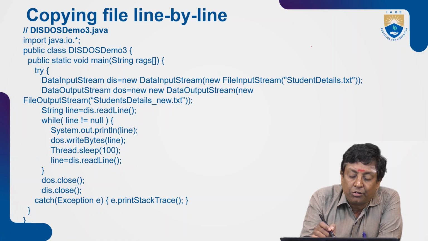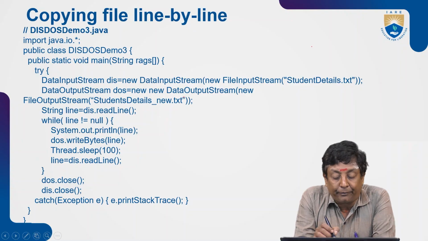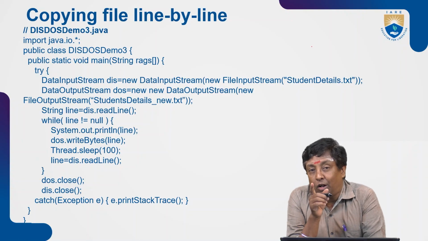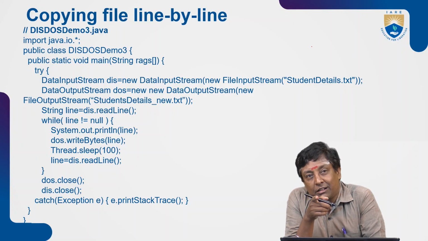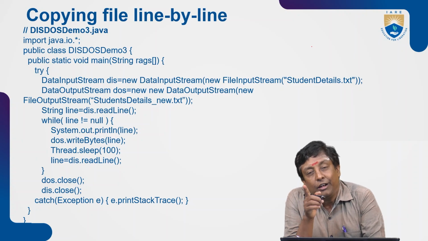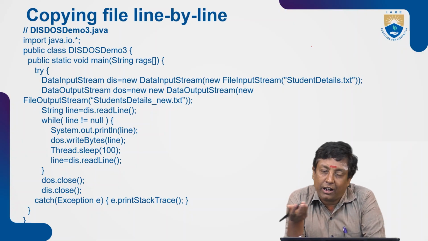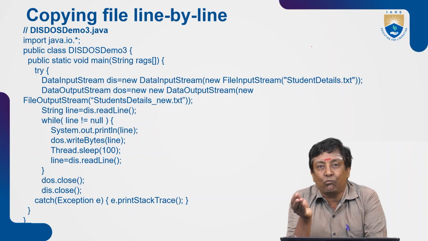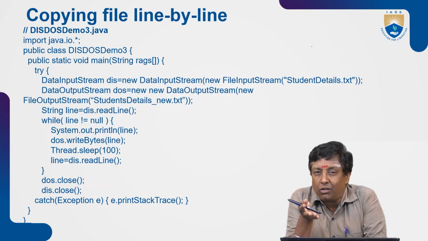DataOutputStream device is equal to new DataOutputStream of new FileOutputStream of student_data_new.txt. The FileOutputStream class will never throw FileNotFoundException because FileOutputStream always writes data into a file. If the file already exists, the data will be overwritten from the beginning of the file. If the file does not exist before, it will create a new file. So new file creation or existing file overwriting is what FileOutputStream will do. So the FileOutputStream class constructor doesn't throw FileNotFoundException. The FileInputStream class constructor throws it because there you are giving an already existing file name.